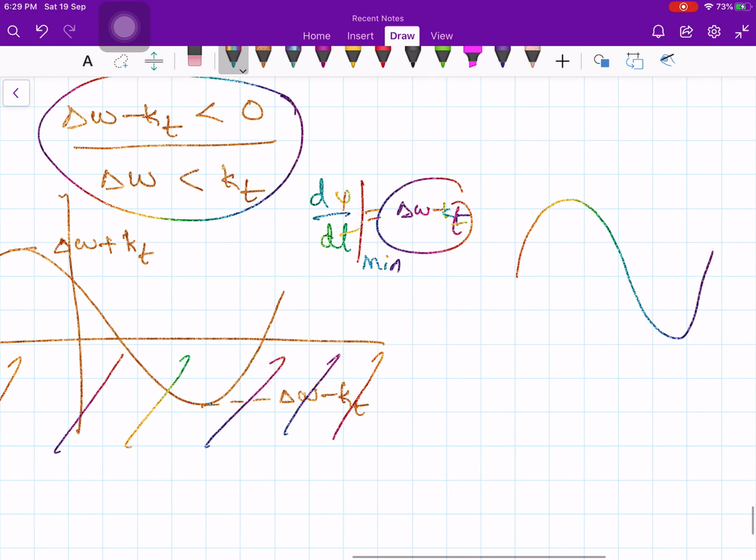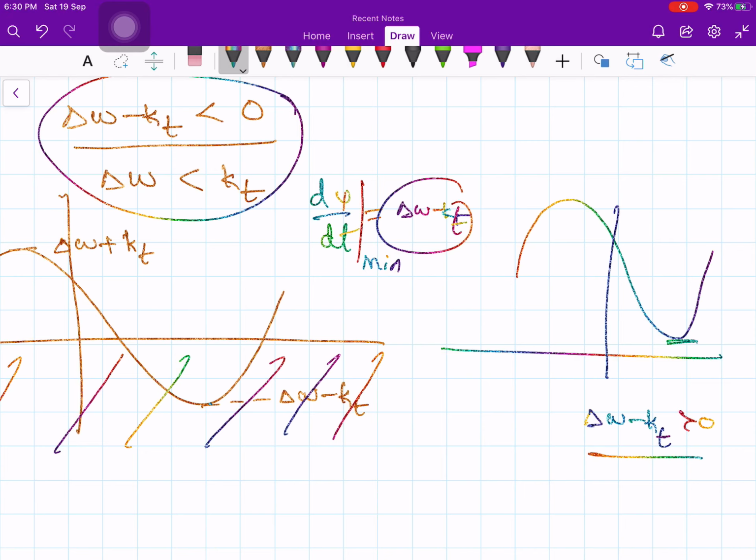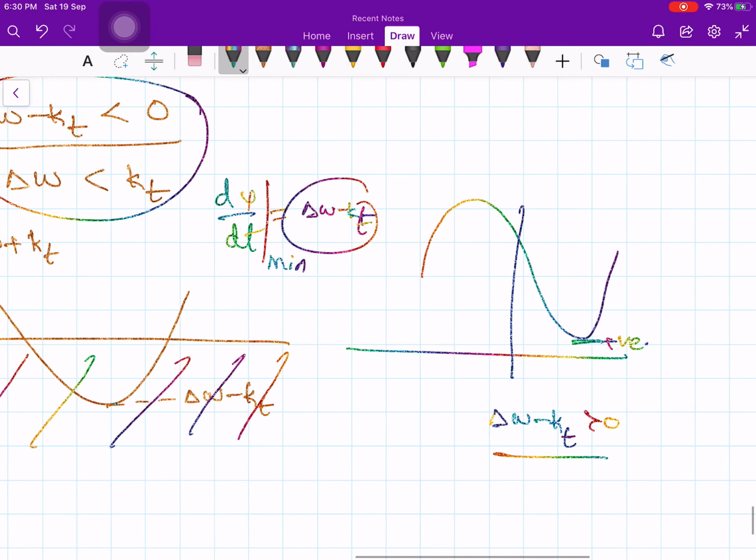If this condition is not satisfied, then what will happen? Your phase plane plot will be like this. So in this case, your delta omega minus k suffix t is greater than 0, because this is a positive value, right? And this point is delta omega minus k suffix t, and of course this is greater than 0. If greater than 0, then you never intersect the psi axis. So the loop gain plays a very important role in the operation of the system.